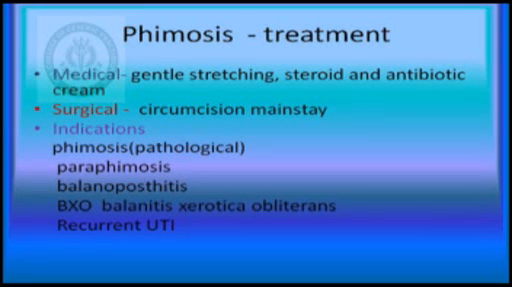Coming to the indications of circumcision: pathological phimosis, paraphimosis, balanoposthitis and BXO, that is balanitis xerotica obliterans, and recurrent urinary tract infections. Recently, I had a case, a VIP child, a child of a doctor, a 9 month old child suffering from recurrent urinary tract infection, but the treating family physician and pediatrician felt it could be a physiological one.